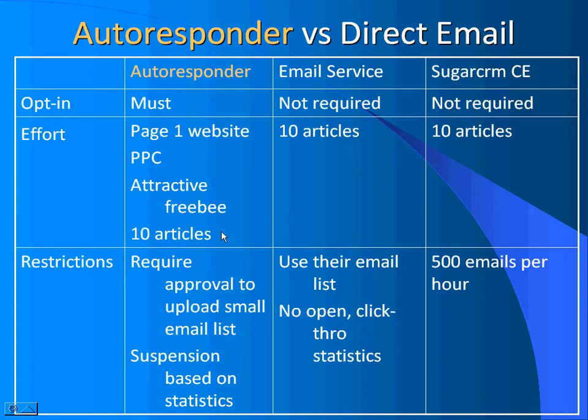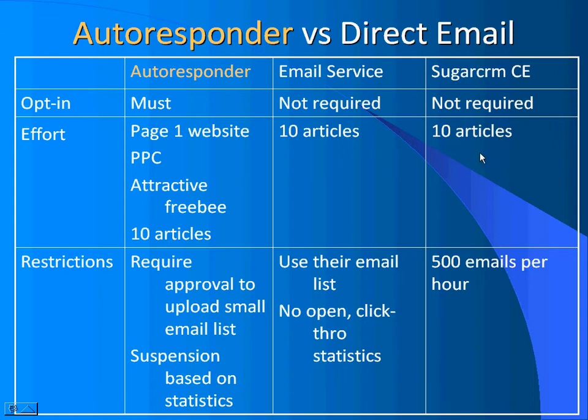Okay, so in sales, we know that every interaction requires at least 7 exposures before the customer registers your brand, right? For email service, the effort you require is that straight away you prepare your 10 articles, and the email service will blast it out for you, send it out for you. Same for Sugar CRM. You just prepare the 10 articles and you can start your campaign.